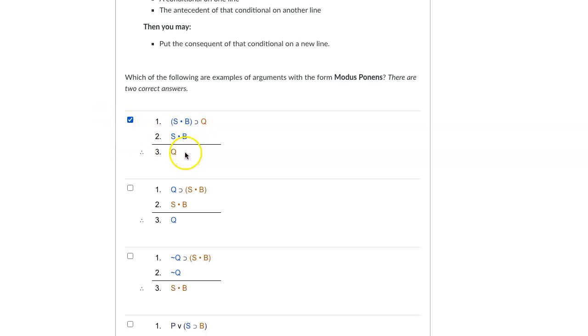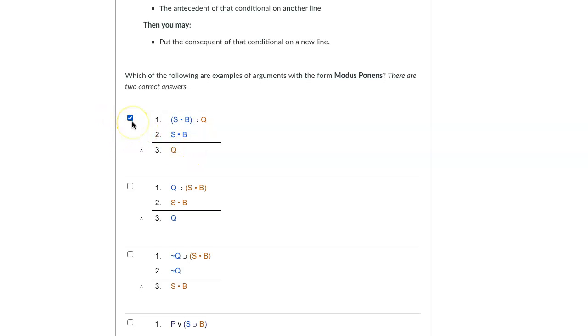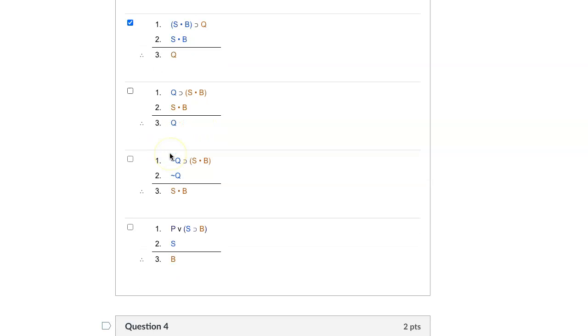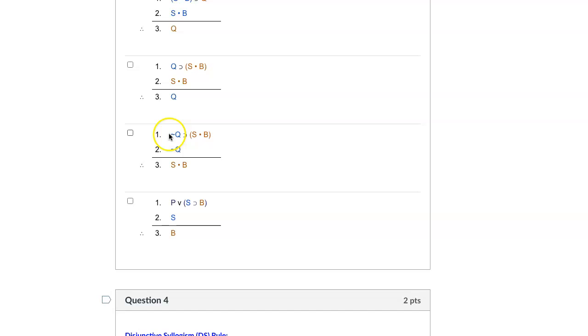So this is an application of modus ponens. What about this one? Do you have the antecedent on its own line, thus that you have inferred the consequent? No, it's backwards. This is not modus ponens. What about this one? Do you have the antecedent of this conditional on its own line? Yes, you do. Did you infer the consequent? Yes. So this is an example of modus ponens.